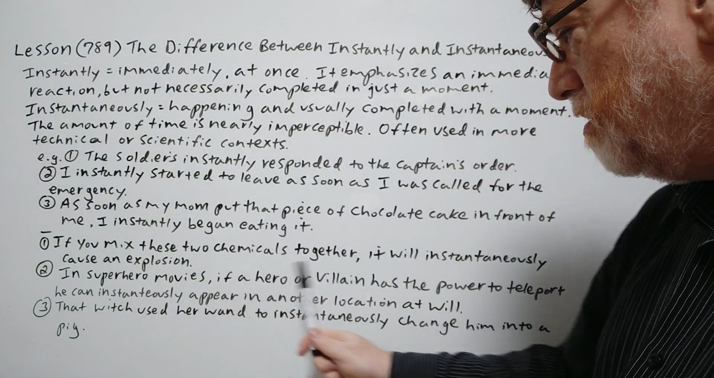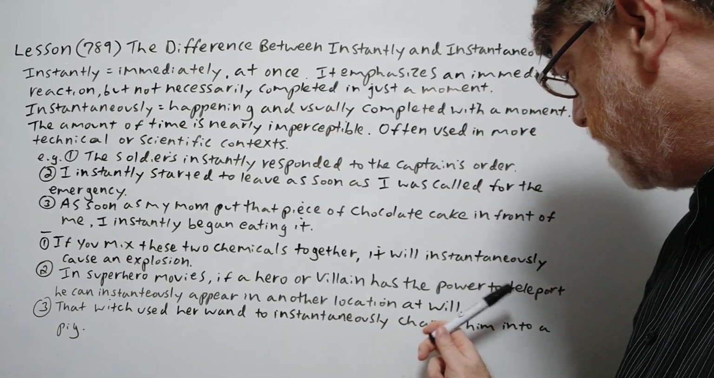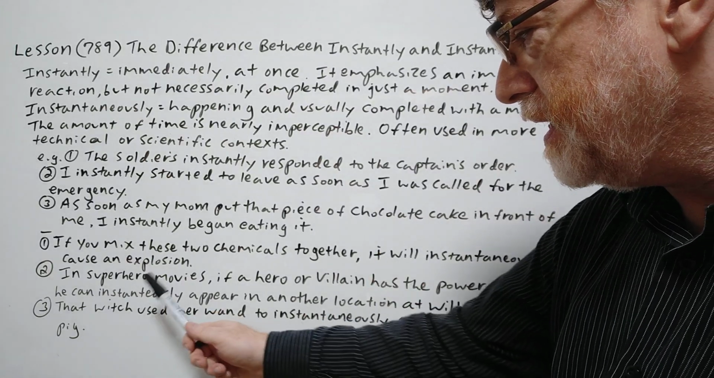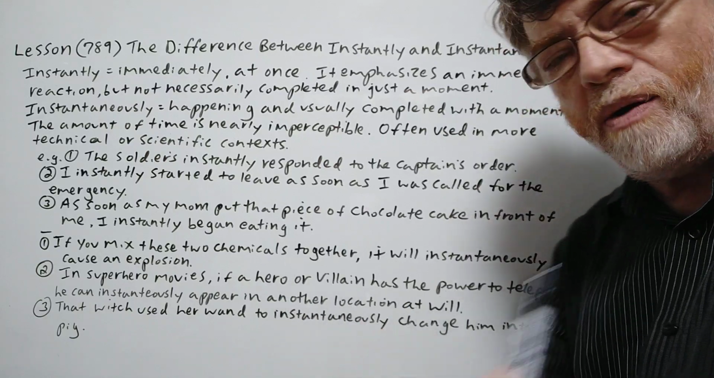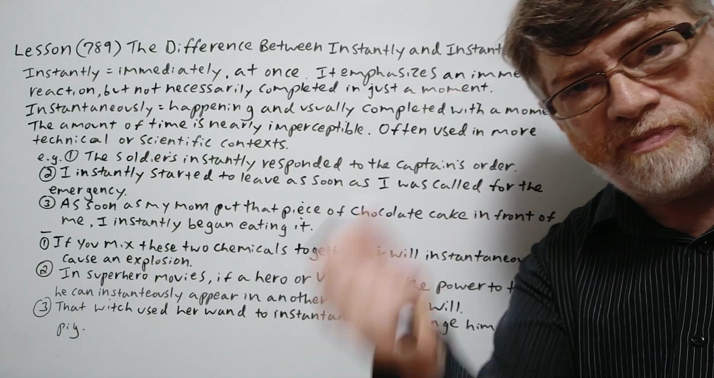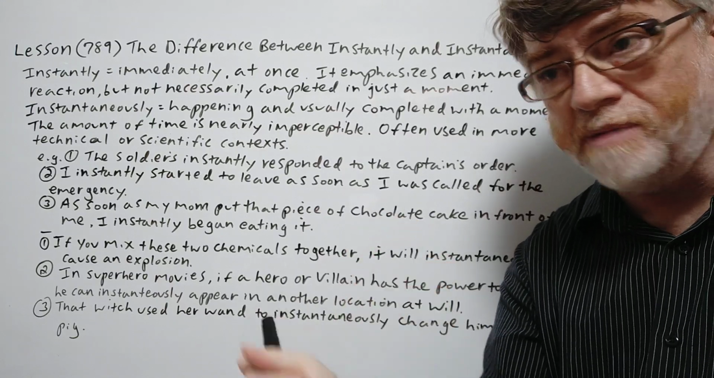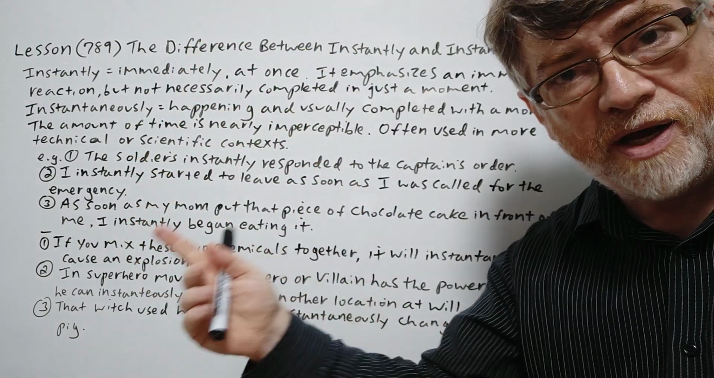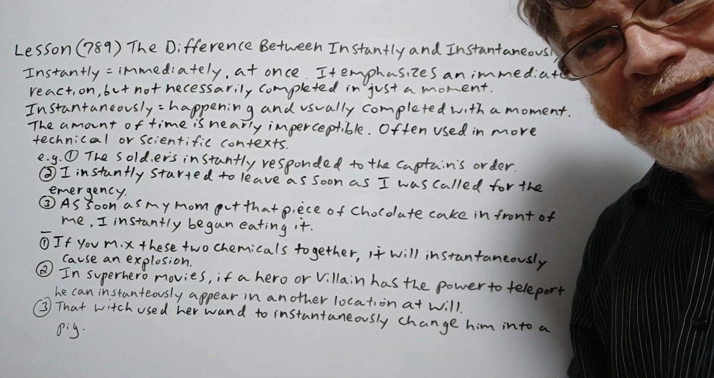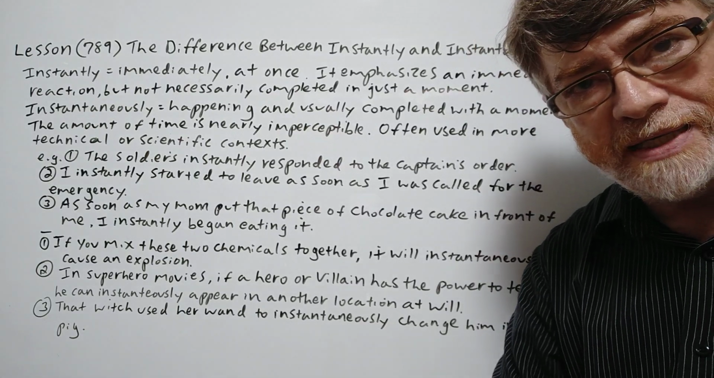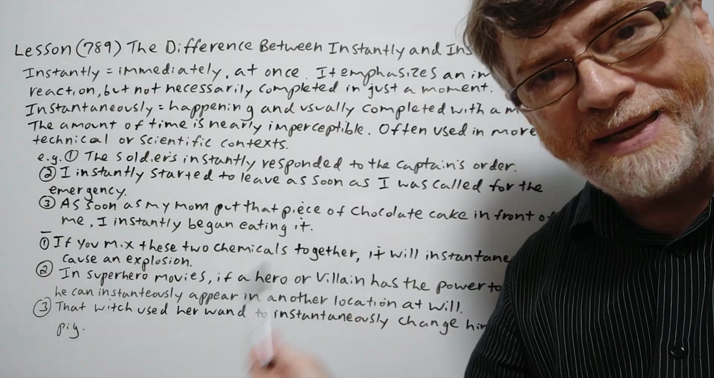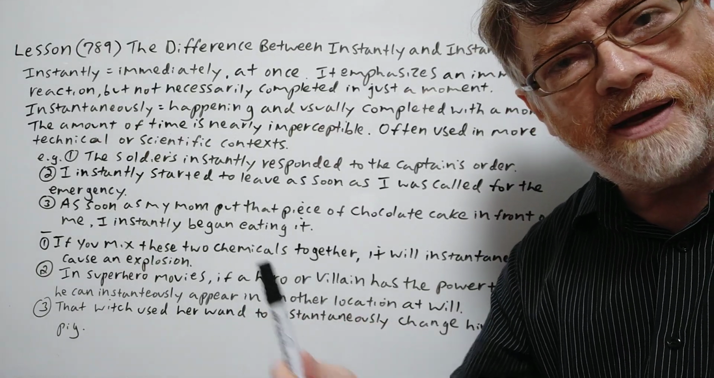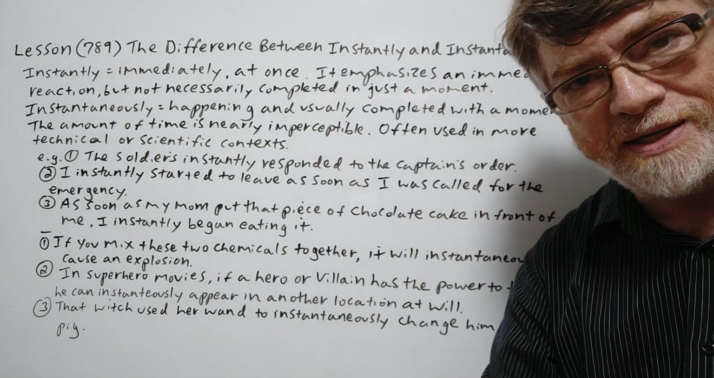Number two: in superhero movies, if a hero or villain has the power to teleport, he can instantaneously appear in another location at will. So he can, with the snap of a finger, go from here to another country, wherever he's going. That's a good example for instantaneously. This is one where you probably could substitute instantly as well, but instantaneously emphasizes it more in this situation.